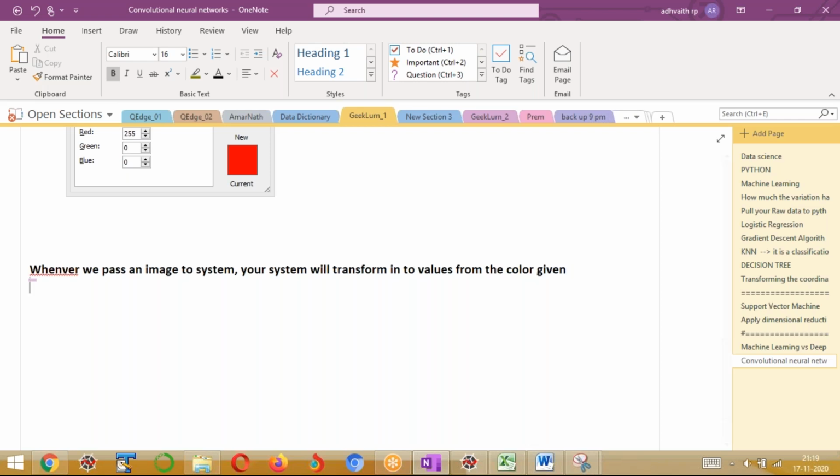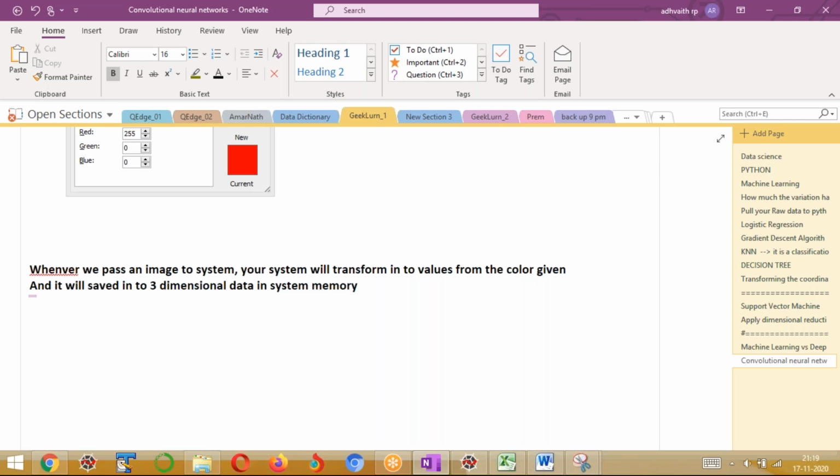And if you are passing a color image, what happens? It will create three-dimensional values from the color given, and it will save it into three-dimensional data in your system memory. Alright, it will be saved as three-dimensional data in your system memory.